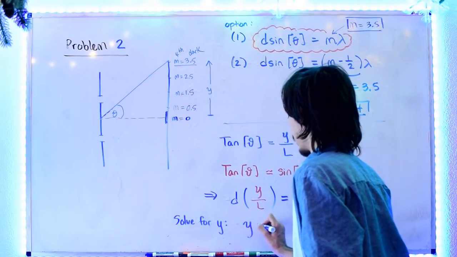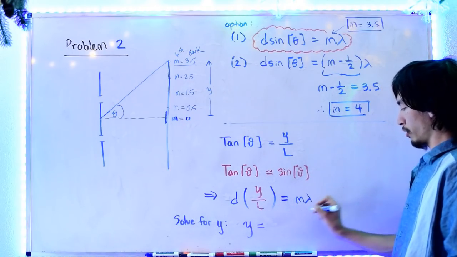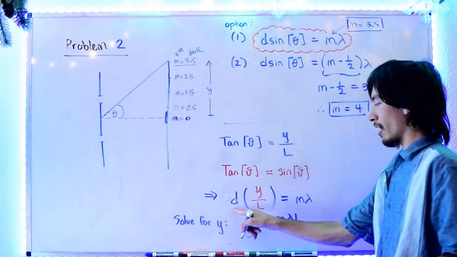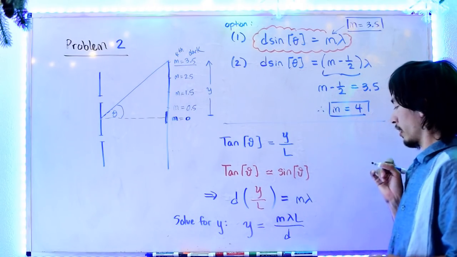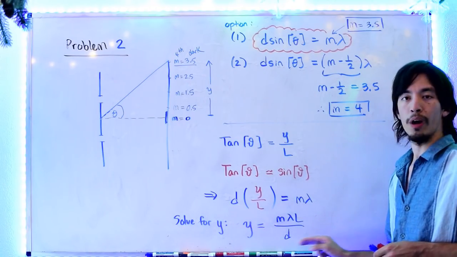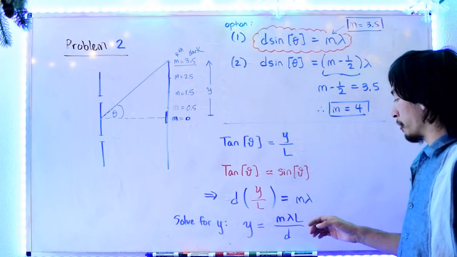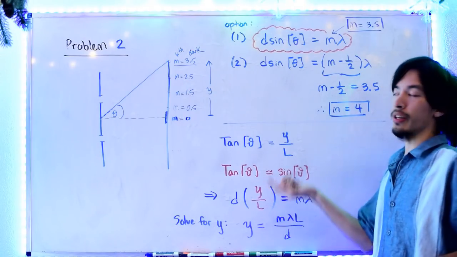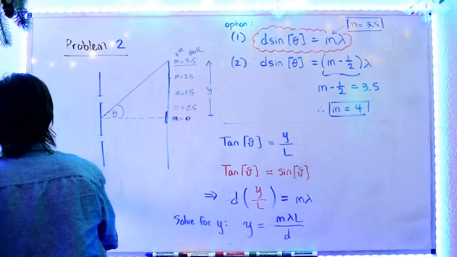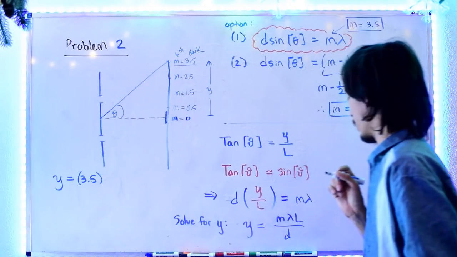We're going to solve for y here. So y equals, multiplied by L, m lambda L, and then we divide off by d. Okay, so m lambda L over d. That'll solve for y. We plug in the appropriate values, keeping in mind that we're treating m as 3.5 in this equation, so that's the effective m value.